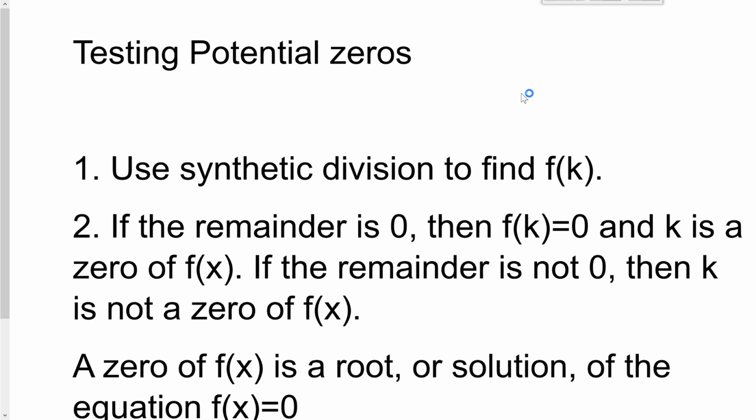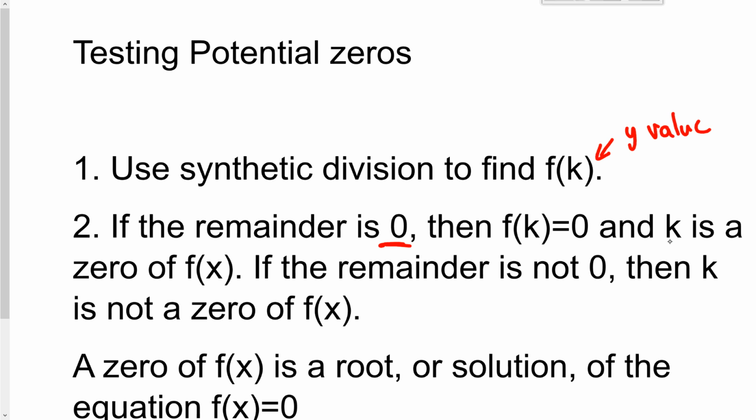2 is testing potential zeros. So what you're going to do is use synthetic division, find your f of k, that means you're plugging in an x, and f of k basically means that you're looking for the y value. So right here, this is the y value. So you plug in some x and you're looking for the y value. So what you're looking for is that y value to be 0. So that remainder would be 0.